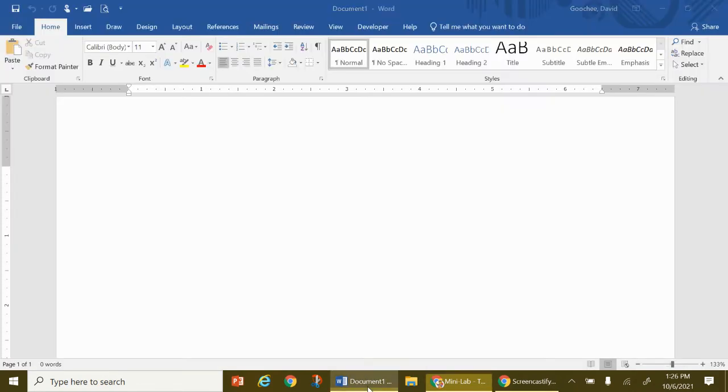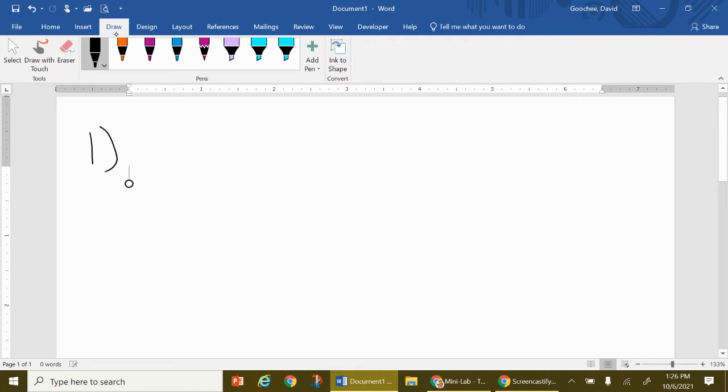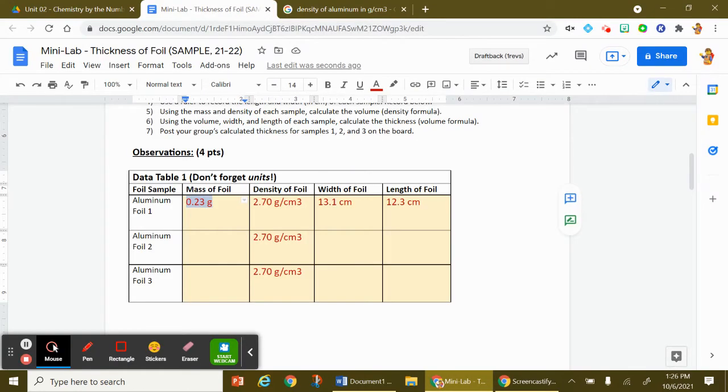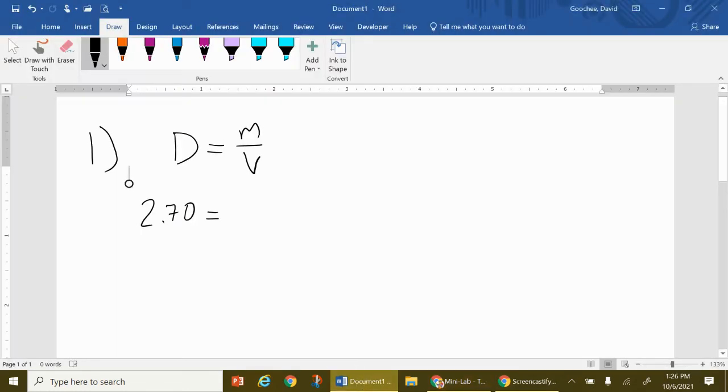So what I would do here is use density equals mass over volume. There's the formula. Next step, plug it in. The density is 2.70. The mass is, let me check, 0.23. And we're trying to find the volume here.